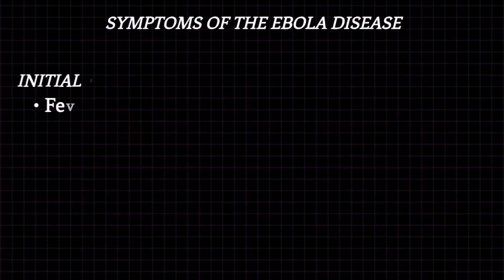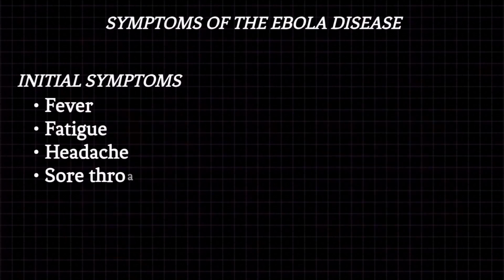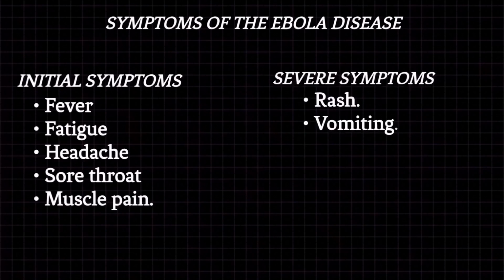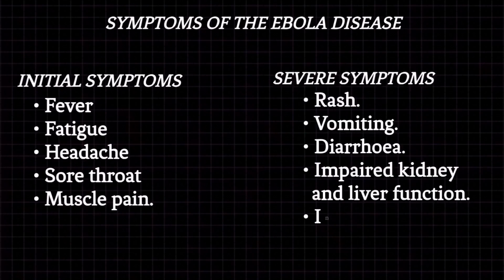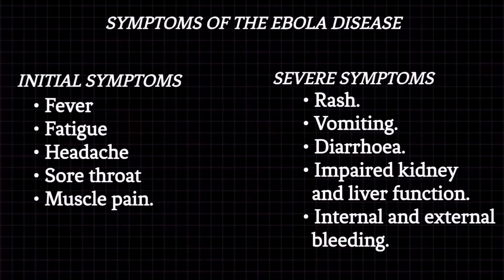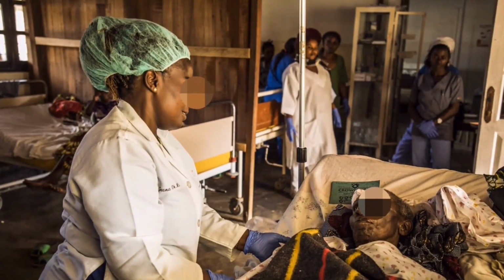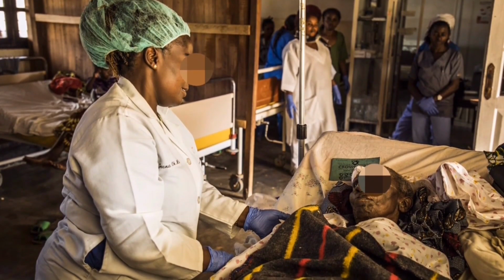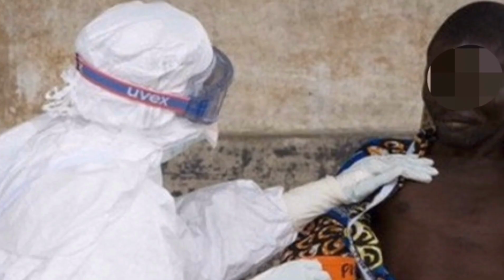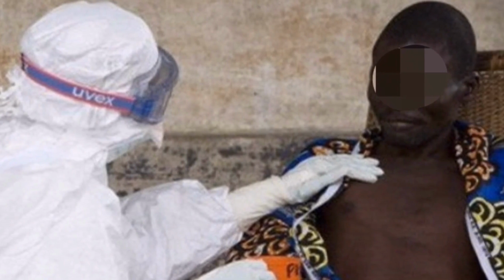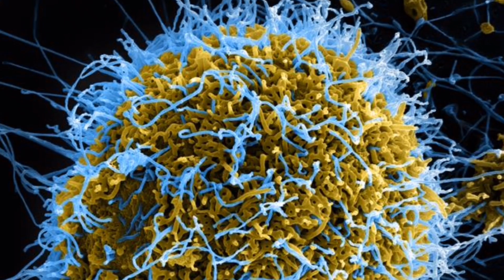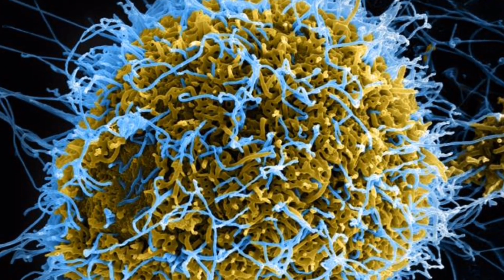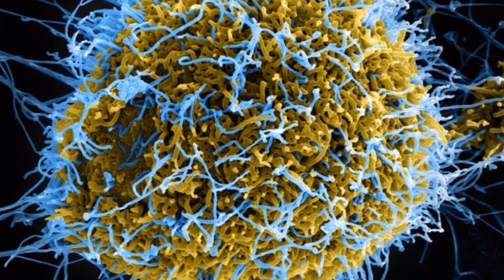During this stage, the initial symptoms are non-specific and include fever, fatigue, muscle pain, headache, and sore throat. As the disease progresses, more severe symptoms such as vomiting, diarrhea, rash, impaired kidney and liver function, and in some cases, internal and external bleeding can occur. The severity of the disease varies, and some individuals may experience a milder form, while others may succumb to a more severe and fatal course. The incubation period for Ebola virus disease ranges from 2 to 21 days after exposure.